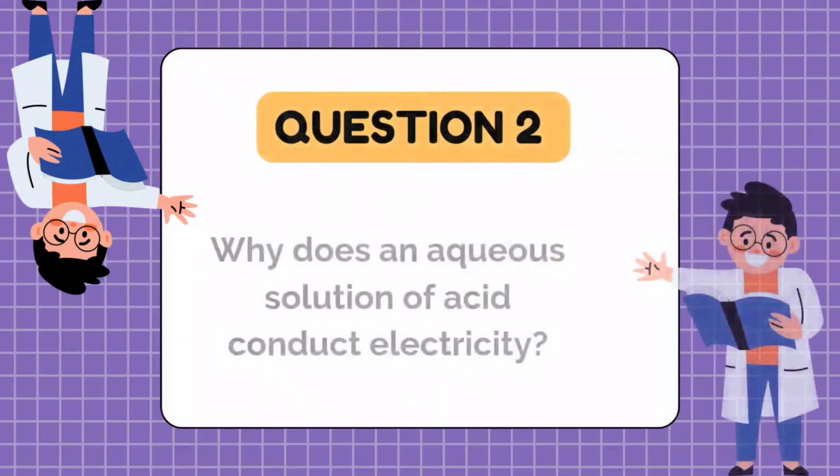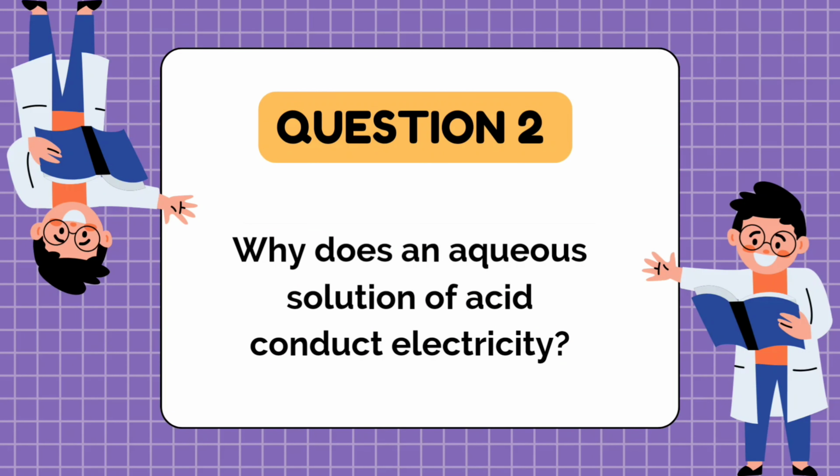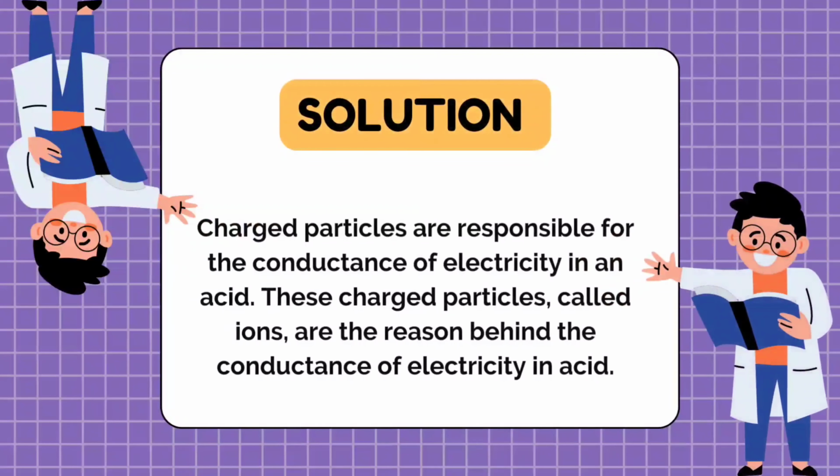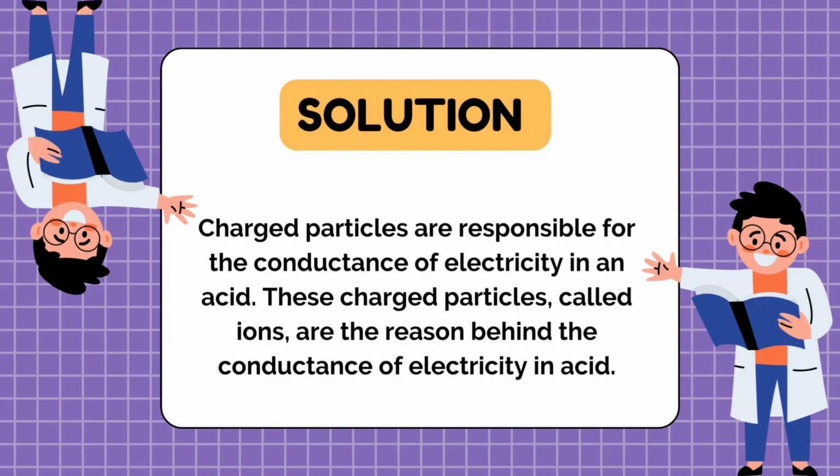Question 2. Why does an aqueous solution of acid conduct electricity? Solution. Charged particles are responsible for the conductance of electricity in an acid. These charged particles, called ions, are the reason behind the conductance of electricity in acid.